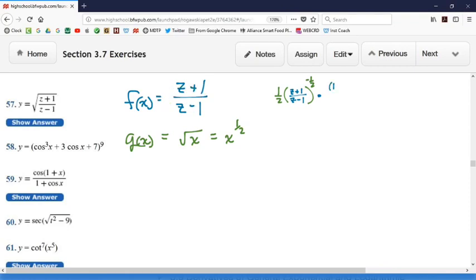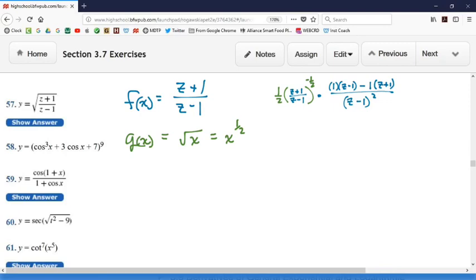So we have 1, and we have to multiply it times the bottom. So z minus 1 minus, and then we take the derivative of the bottom. What's the derivative of the bottom? It's also 1. So I got 1 times z plus 1, and then all divided by z minus 1 squared.